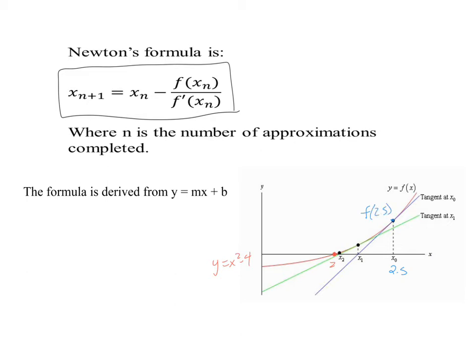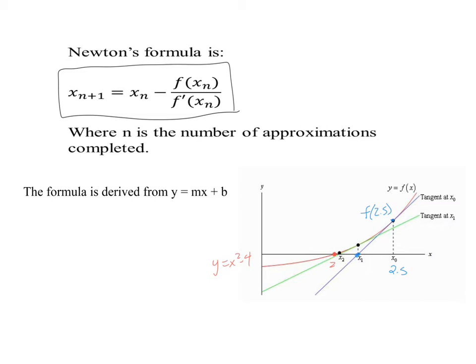So what Newton figured out is, if we take that y value and we divide it by the slope, so you can see the way it is here, the blue line is our tangent line slope. If we divide those two and subtract it from our 2.5, that'll give us the location of where that tangent line is going to cross the x-axis. And you can see in this case it's quite a bit closer. So let's actually do this calculation.